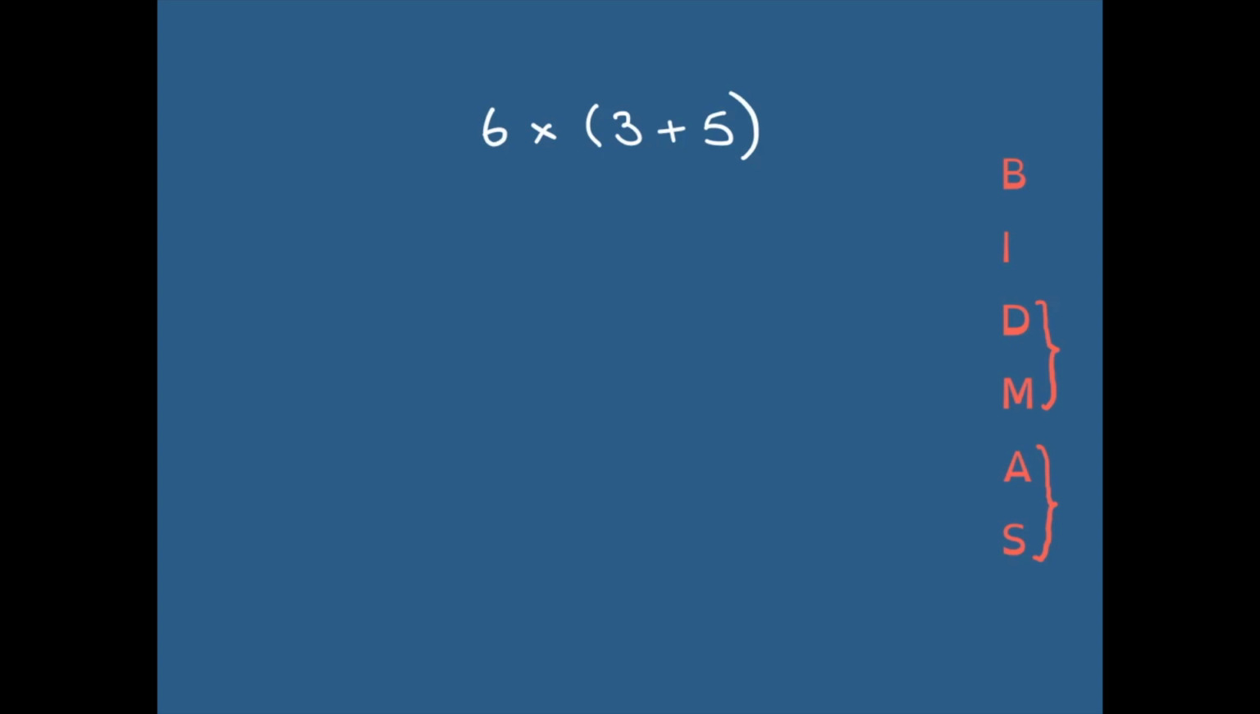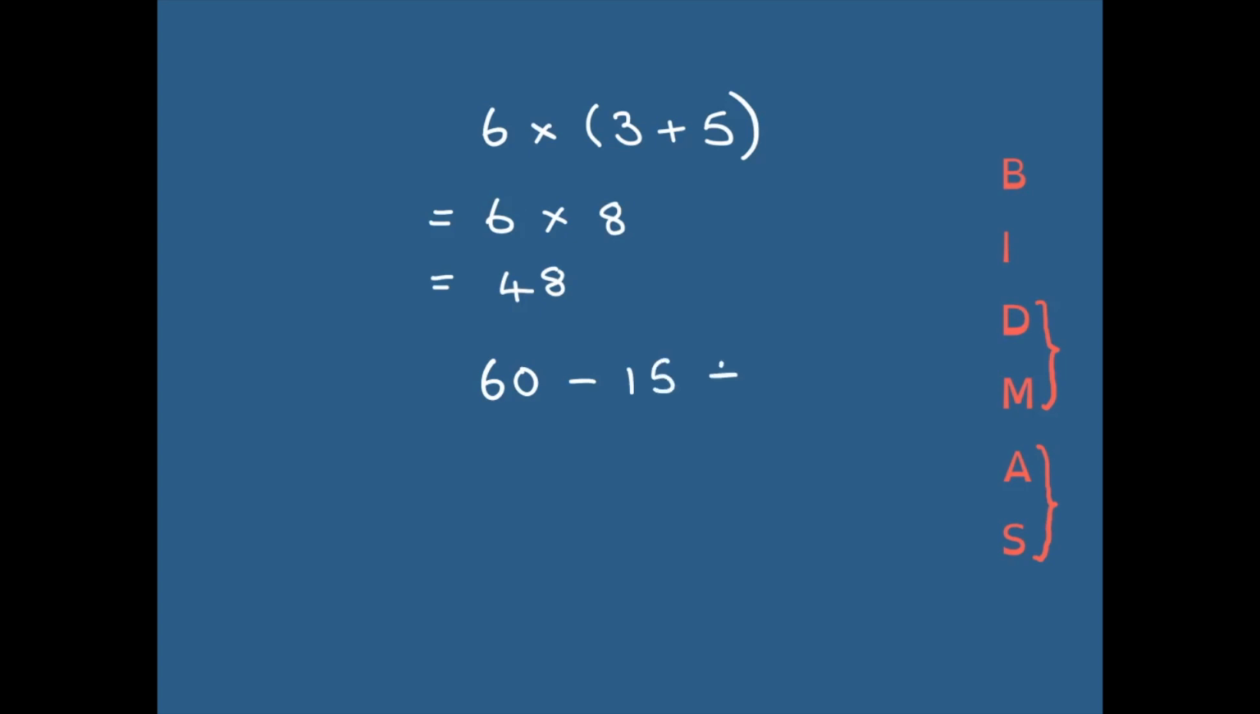The best thing to do is to write out again the part that we're not doing yet. So here, the 6 times. Then do the part in brackets, 3 plus 5, which gives 8, and write in the answer. Then all we have to do is 6 times 8, which gives 48. Note that the brackets were really important here, because if we hadn't had brackets, we would have done 6 times 3 equals 18, then add 5 gives 23, a completely different answer. Let's try another.